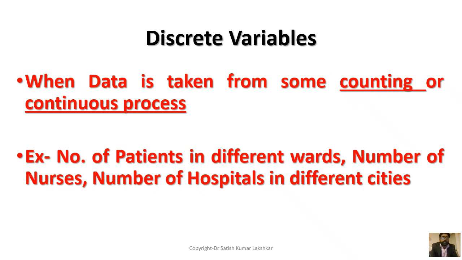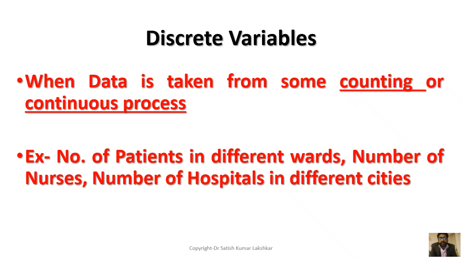Okay, so let's talk about discrete variables. When data is taken from some counting process, then we'll call that variable discrete. For example, the number of patients in the different wards of a hospital, the number of nurses, the number of hospitals in different cities.